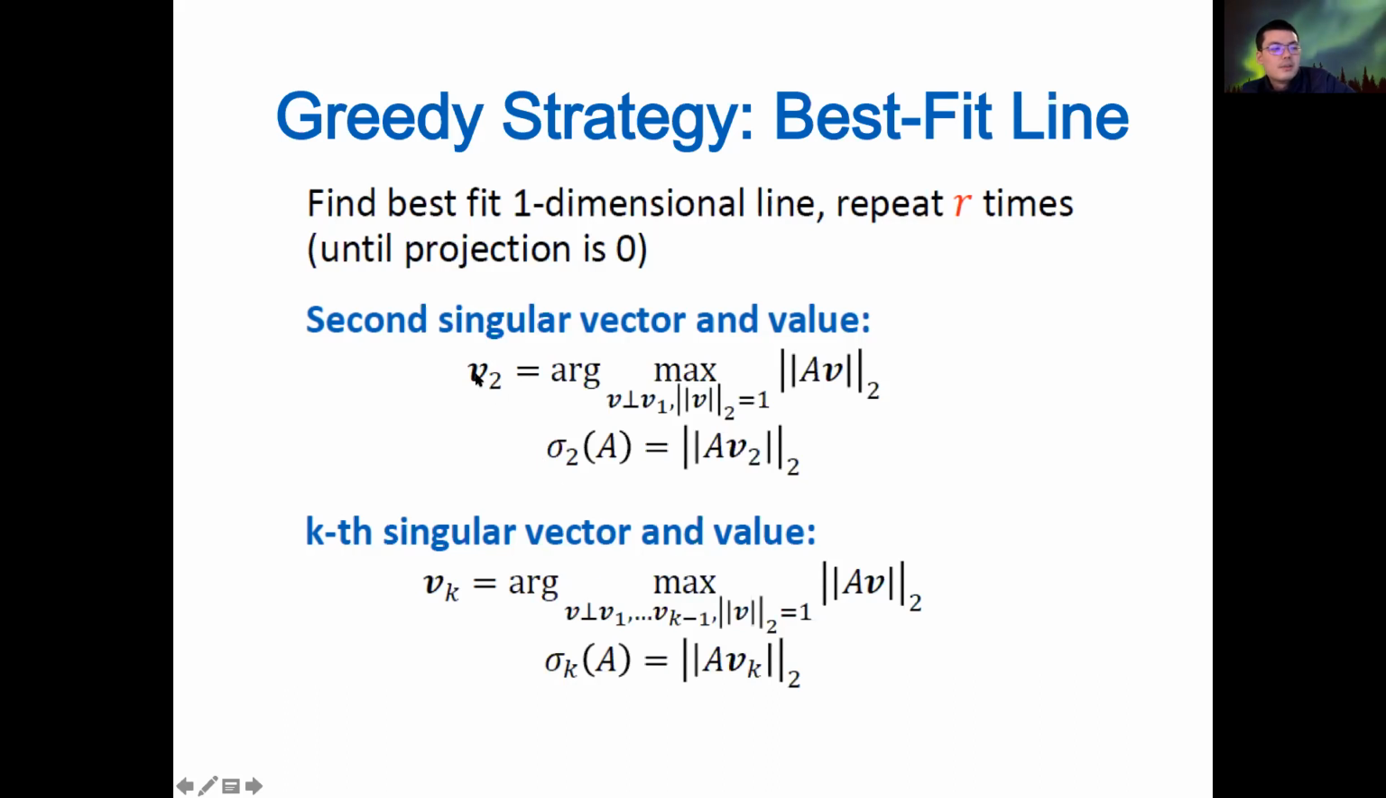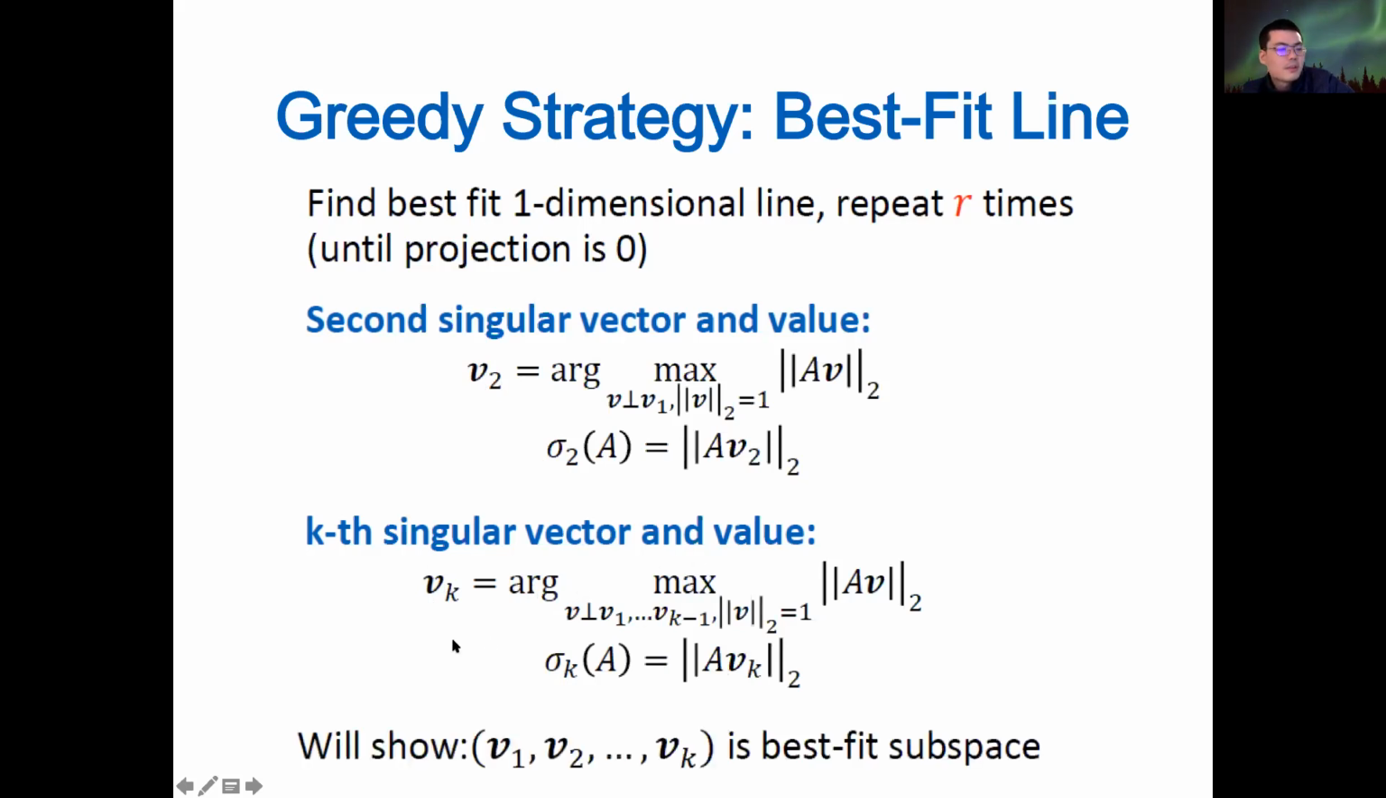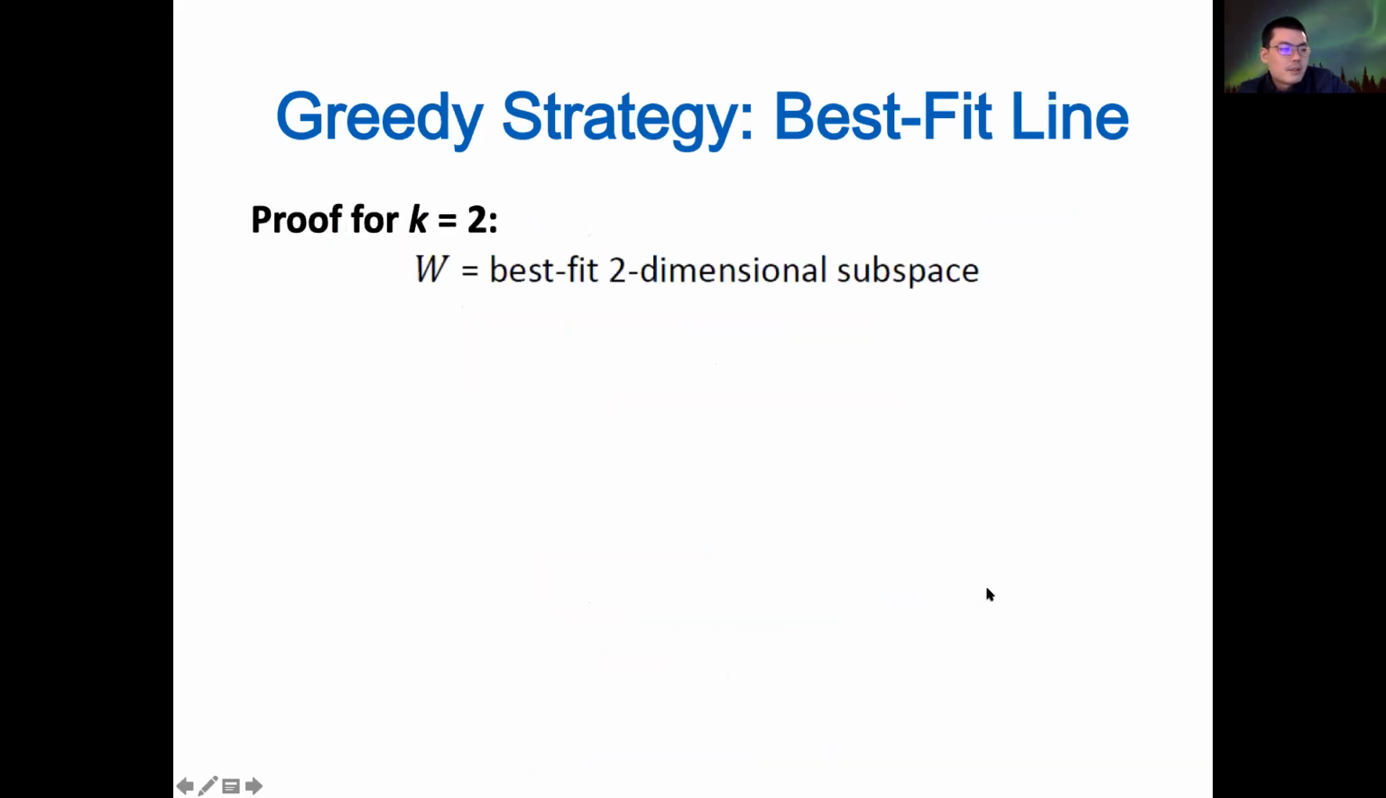So if V1, V2 is valid, then V3 is also valid. Now that V1 to V3 is valid, then V4 is valid. And you just need to prove this induction step. Then we will show that V1, V2 all the way to Vk is the best fit subspace. So here we are at this step.